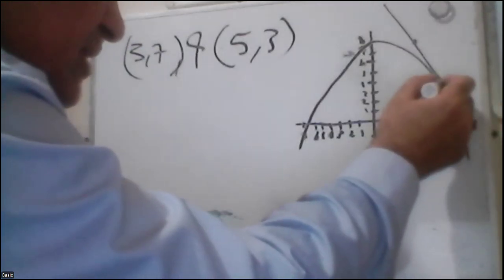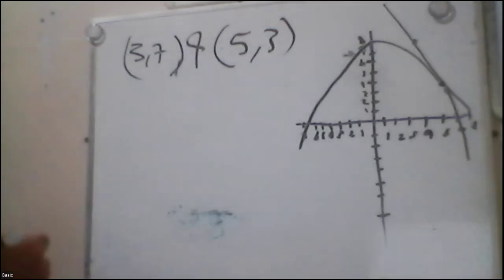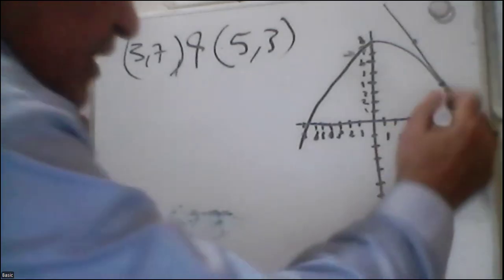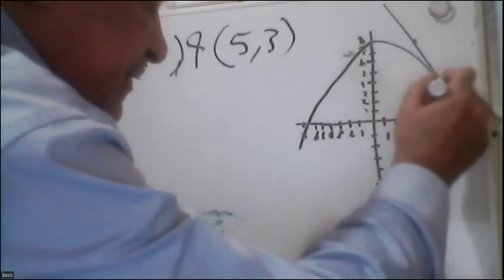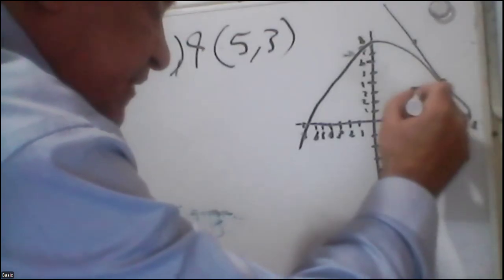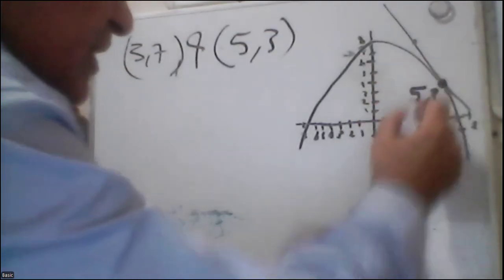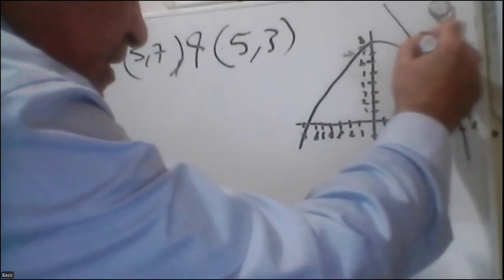This is the tangent line. It touches here in the point 5 and 3. This is point 5 and 3. And this point is 3 and 7.